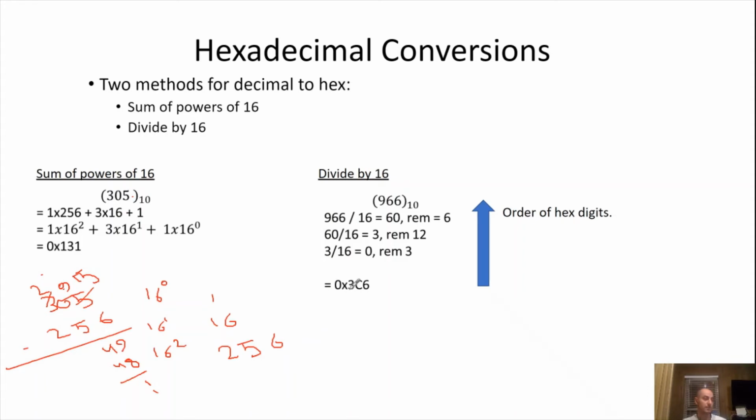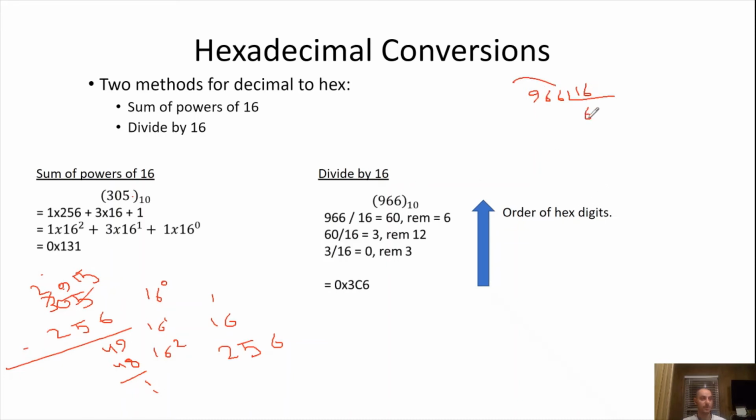And there is the other method. We have divide by 16. So you have your decimal number, divide by 16. So let's try. So 966 divided by 16. I'm going to cheat here because I'm seeing the answer. So if we are doing these 2 digits, I'm going to get a 6.